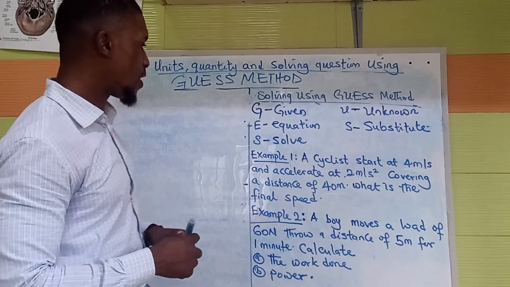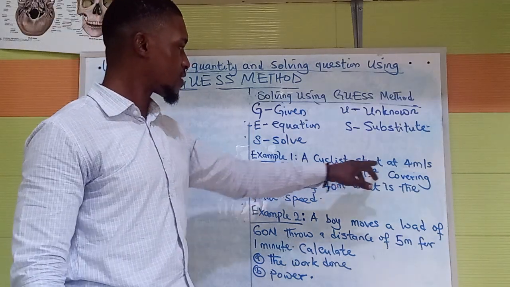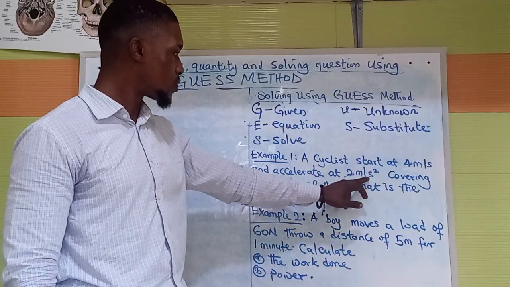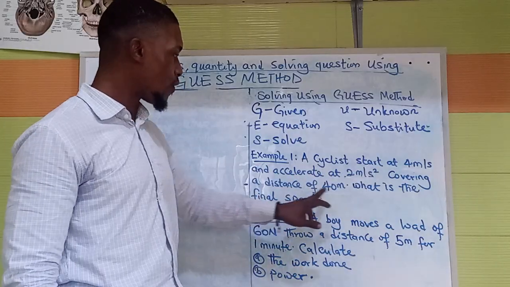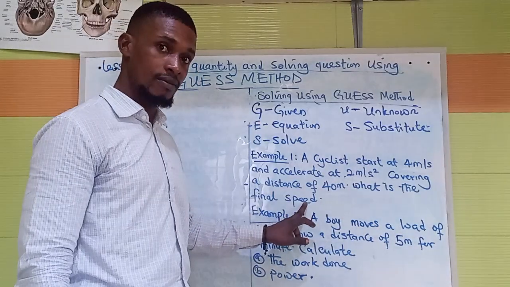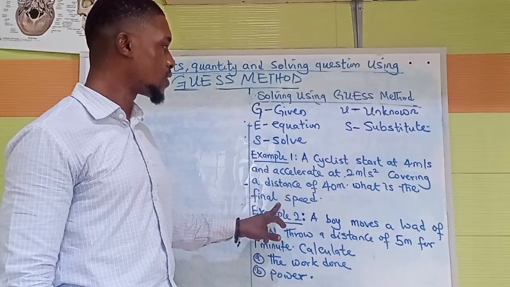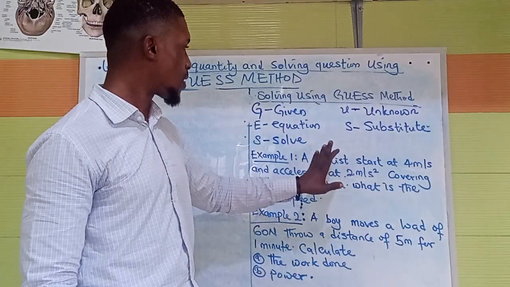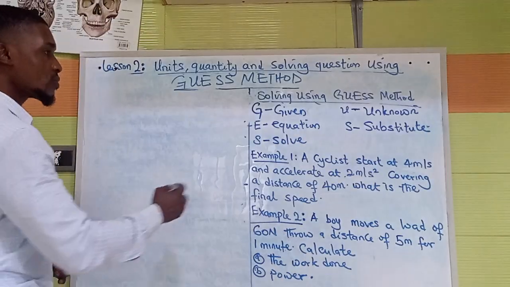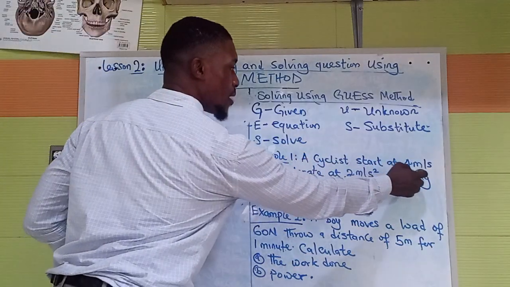So example 1, you have a cyclist starts at 4 meters per second and accelerates at 2 meters per second, covering a distance of 40 meters. What is the final speed? This is what we are looking for, final speed. Now let's see our given parameters. Let's write them out. Okay, so from here we have 4 meters per second.